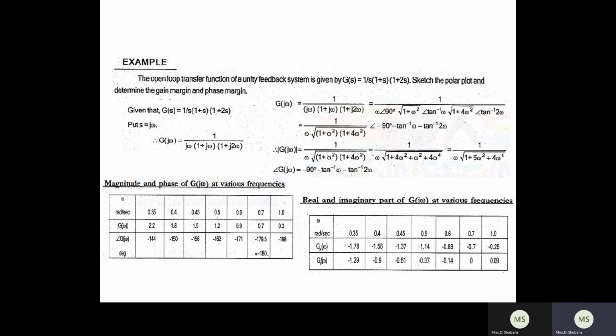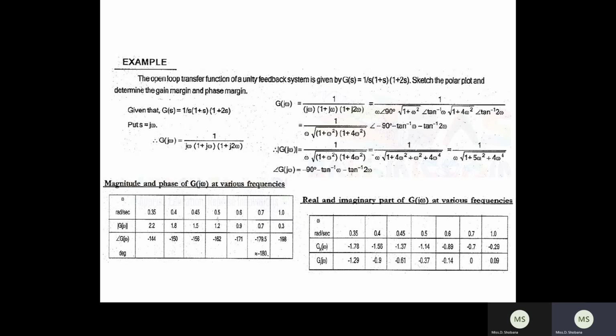The magnitude functions will be taken: omega and the root values, each single root will be taken and all multiplied together within the bracket, and you can have the formula like this. Now you can choose various omega values in between the corner frequencies. You can have the frequencies like this. Substitute them into the magnitude as well as the phase angle, and you will get the magnitude and phase angle values. By having this, you can draw the polar plot on the graph.